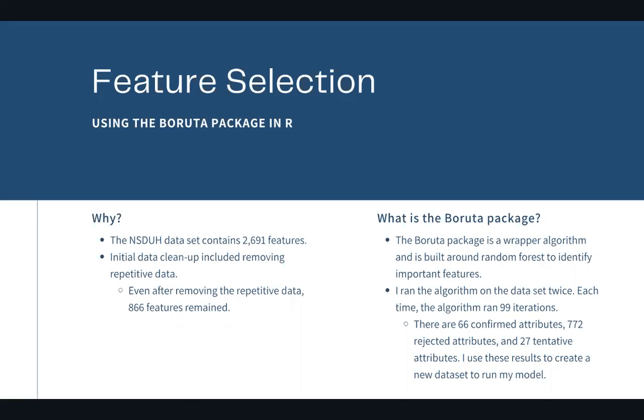The initial cleanup of the data set already helped remove a good deal of columns due to repetitive data that existed because of imputed and recoded information. That still left 866 features to evaluate. The Boruta package is a wrapper algorithm that is built around random forests to help identify important features. The algorithm takes a long time to run, and I ran it twice to really narrow down the number of features. Each time it ran 99 iterations and ended up confirming 66 attributes of the data, rejecting 772 and considering 27 tentative. I used these results to create a new data set.